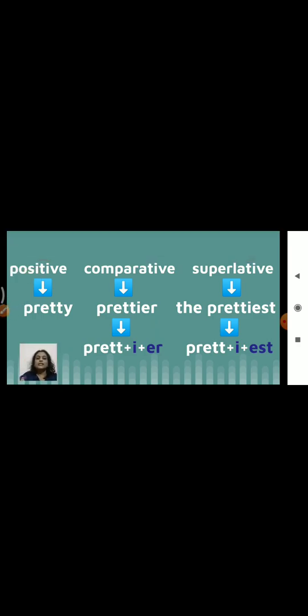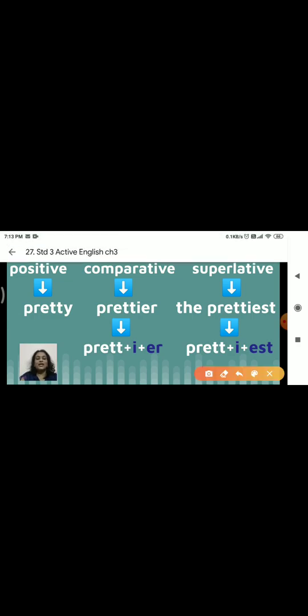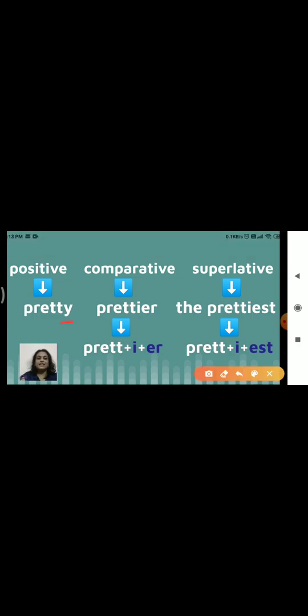Here you can see the word pretty. Okay, it ends with Y, isn't it? So what will we do here? We have to make the comparative degree. So we will cut this Y and we are going to add I and ER there. So we got our answer prettier. What we did: we cancelled Y, we added I and then we added ER and we got the word prettier.